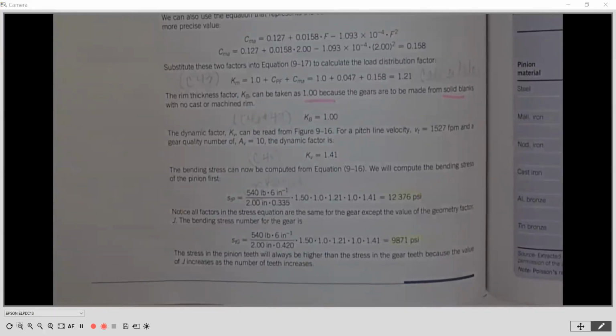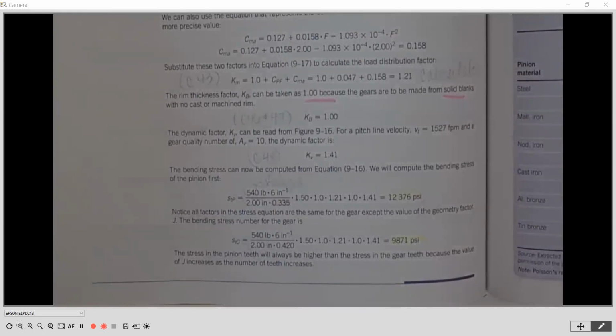So in our case, we have smaller gears. We're going to assume that they're solid because it doesn't tell us that they're spoked. So whenever they're a solid blank, then we're just going to use the value of 1 for KB. And that's what the book uses here. So we're going to put a 1 for the KB for the pinion and 1 for the gear. Okay.